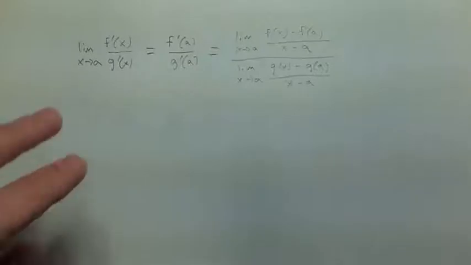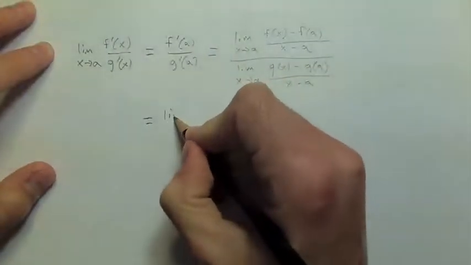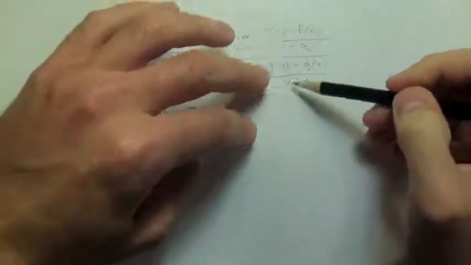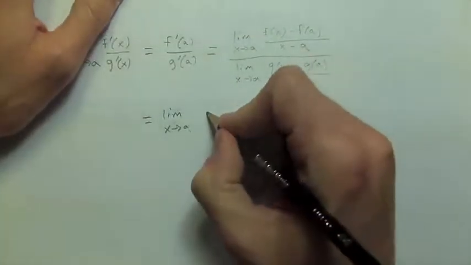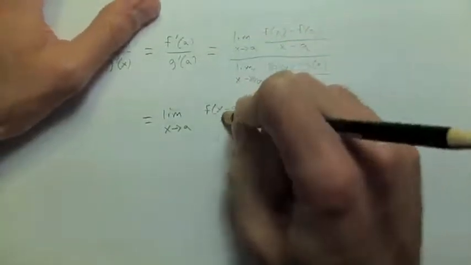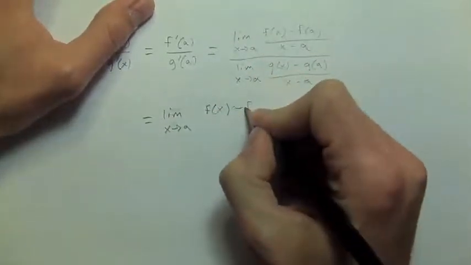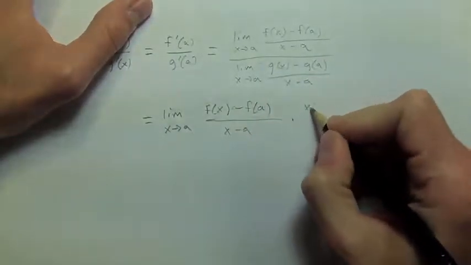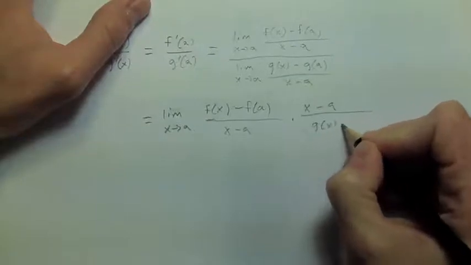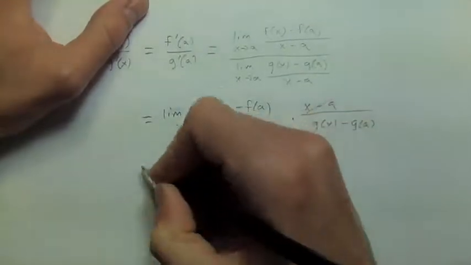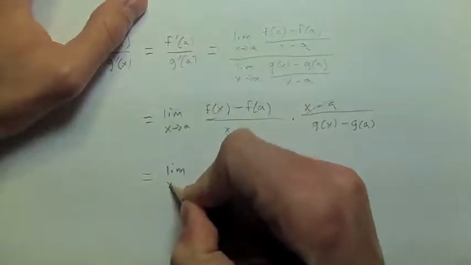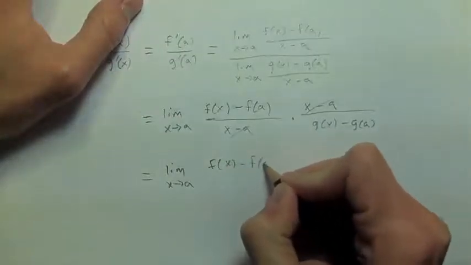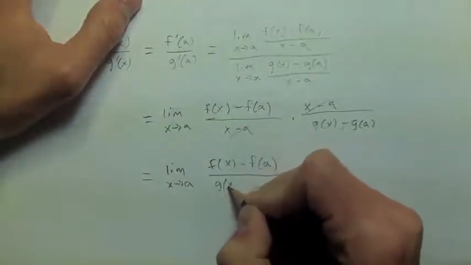Okay. Now we can use our limit rules to bring that limit sign out to be the limit as x goes to a, and we can actually invert and multiply this, so that it's f of x minus f of a all over x minus a, times x minus a all over g of x minus g of a. And the x minus a's are going to cancel, and then we'll be left with the limit as x goes to a of f of x minus f of a all over g of x minus g of a.